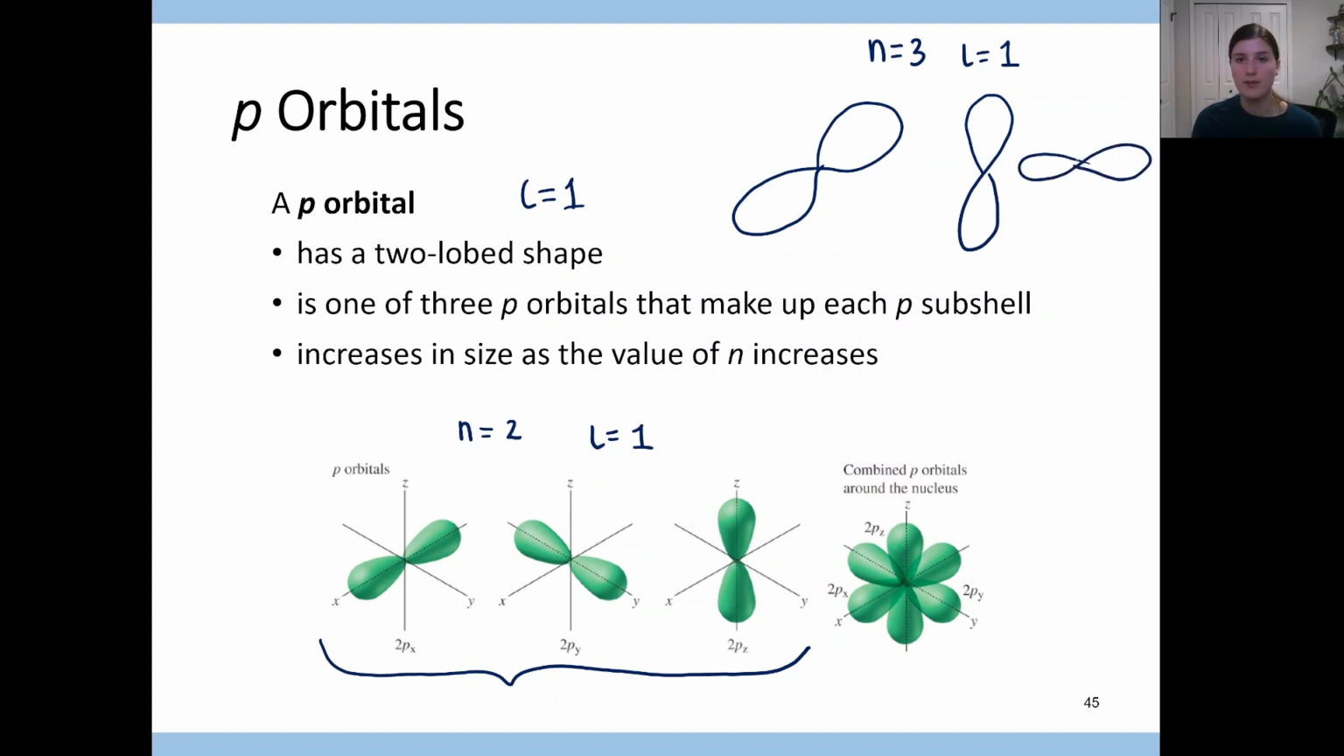So same shape if L is always equal to 1, but different sizes. And this last image here shows if all of these lobes are overlapping, what that looks like. But we discuss often p orbitals as the individual orbitals, and we describe them as px, py, and pz, and that just indicates which direction of the 3D space, x, y, and z, the orbital occupies.